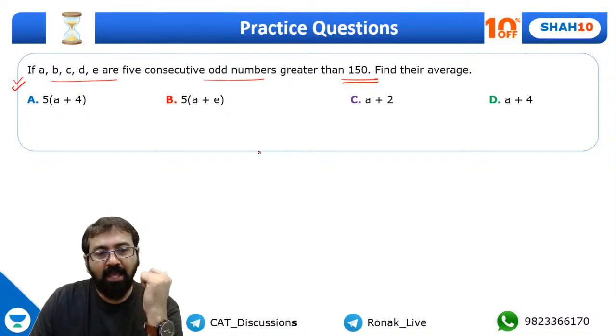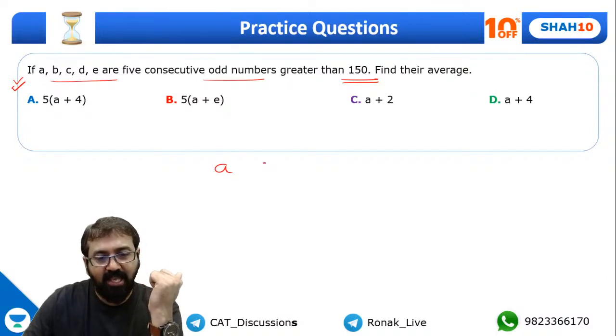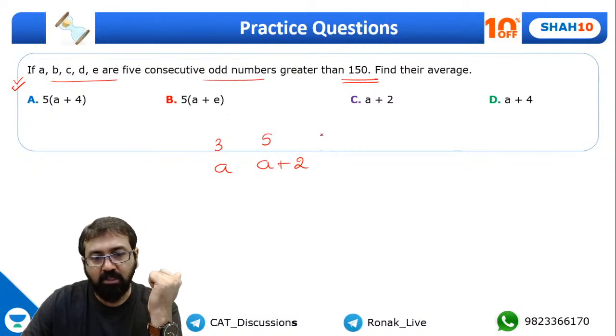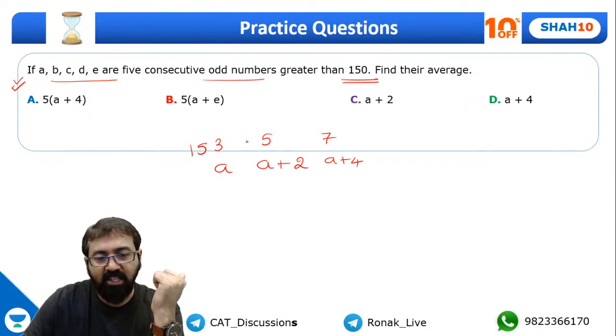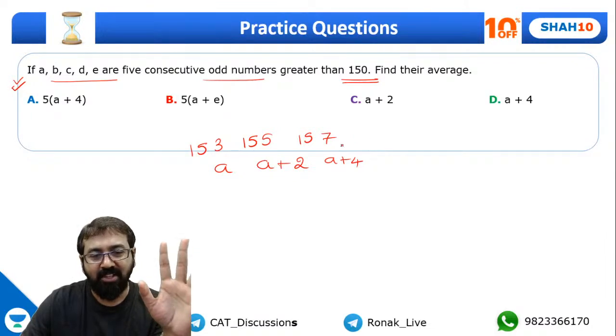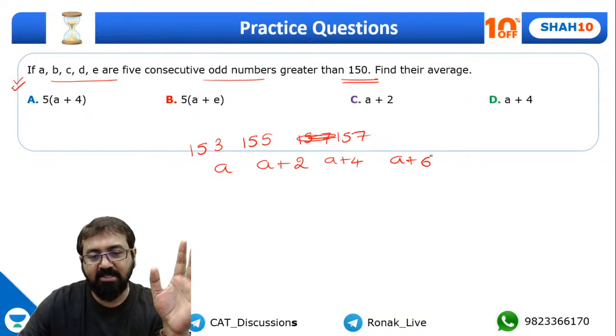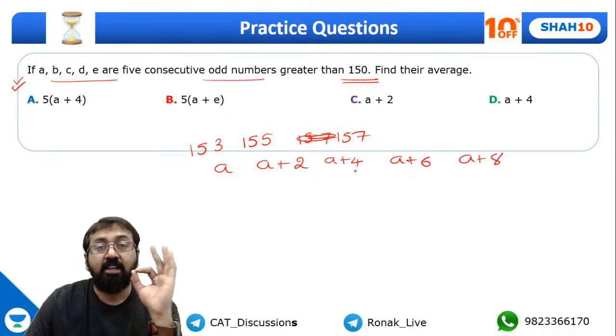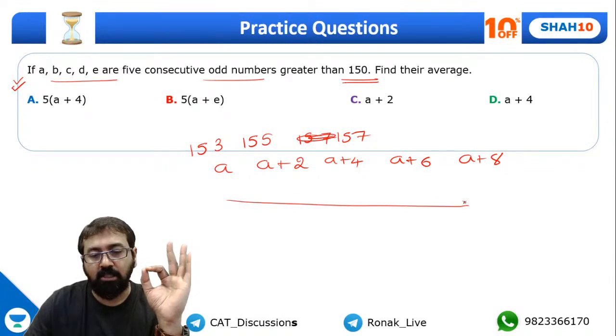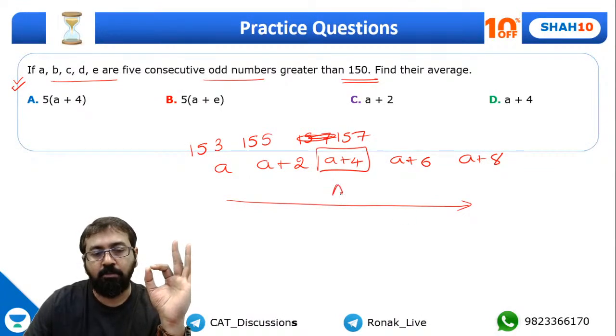Guys, if I take the first number as A, the second number will be, suppose this is 3, the next odd number will be 5. How will I get it? A plus 2. The third odd number will be A plus 4. Whether you take 153, 155, 157, it will not create any difference. Remember this thing. Then A plus 6, and the last number will be A plus 8. Remember, when the numbers are in a pattern, the average is always the center number.